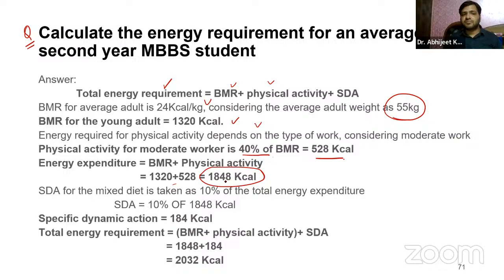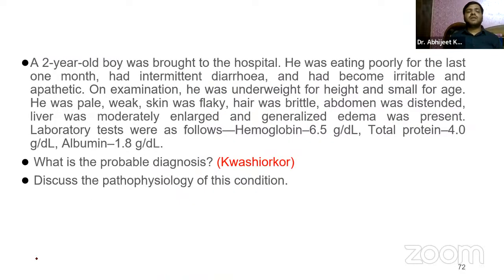So yes, remember the specific dynamic action, it is 10% of this, that is 184 kilocalories, and the total energy requirement is BMR plus physical activity plus specific dynamic action, that is 1848 plus 184, that is 2032 kilocalories. Coming on to the next question, guys.